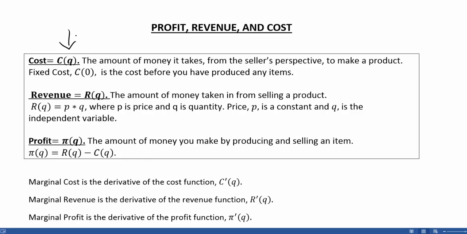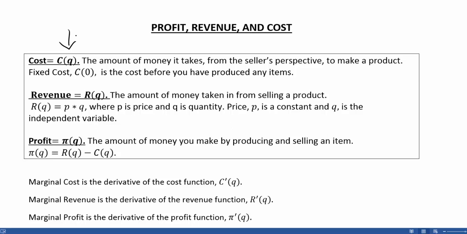Now, fixed cost is your cost before you've actually made any of these ceramic llamas. So these are your upfront costs. So maybe you buy the mold. Maybe you buy a building where you're going to produce these. Before you've actually made any of the product, you have these fixed costs. And again, that's the cost when you've made zero of your item.